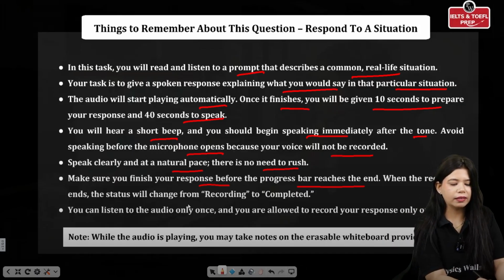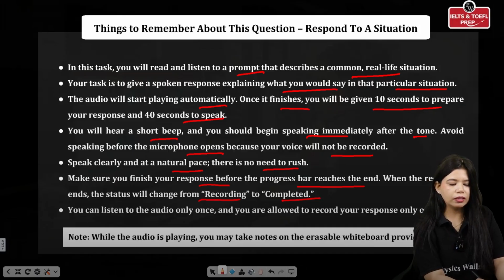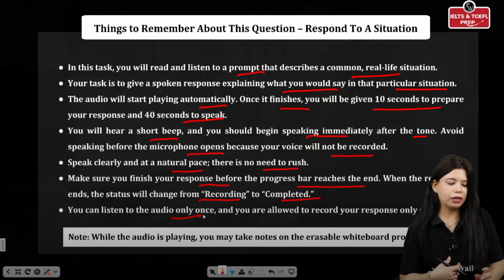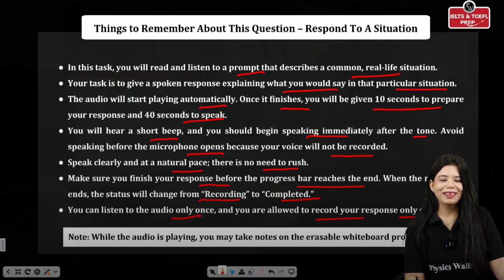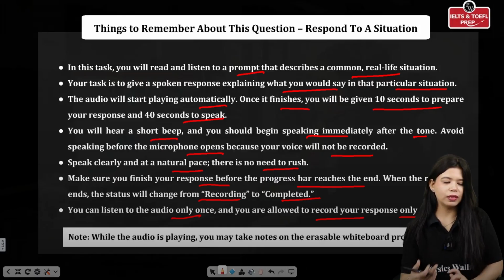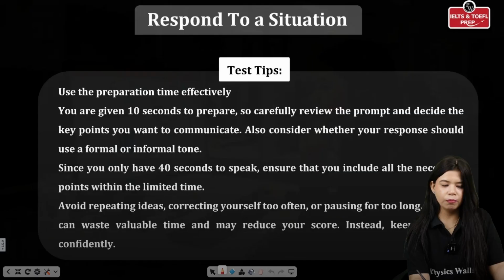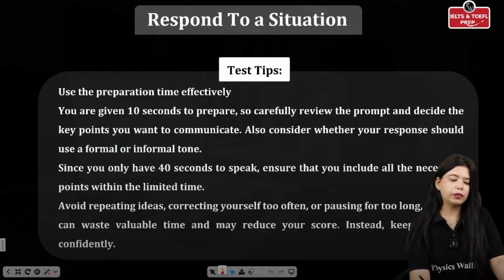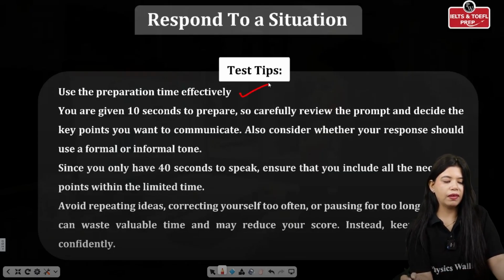When the recording ends, the status will change from recording to completed. You can listen to the audio only once, and you are allowed to record your response once only. So yes, that's about responding to a situation. And very soon in the upcoming video, we are going to see sample questions on all these question types. Moving on, these are some tips for respond to a situation question type. Use the preparation time very effectively.